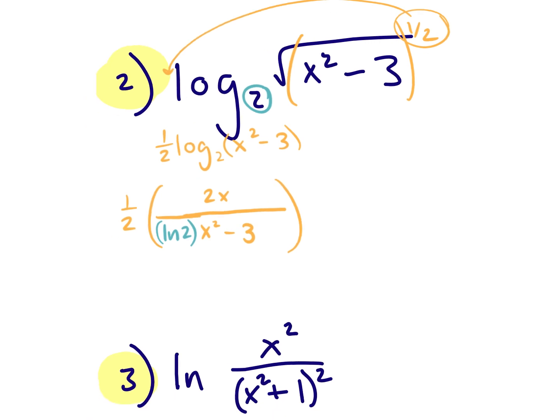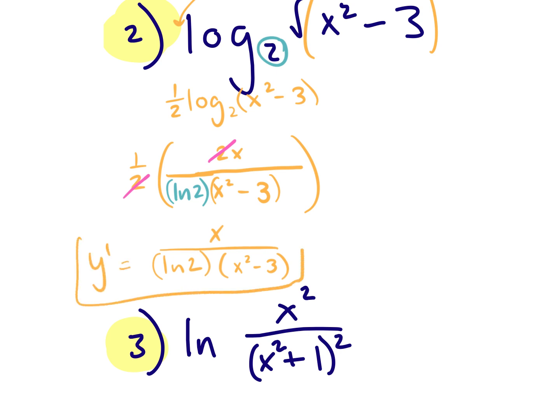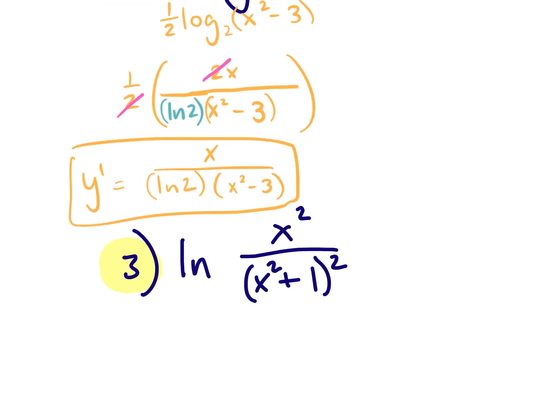We can do a little bit more simplifying here. The 2 from the 1/2 is going to cancel out with the 2 up top. So this would be x over ln of 2 times x squared minus 3. So that would be our derivative. Perfect. Let's look at 3.